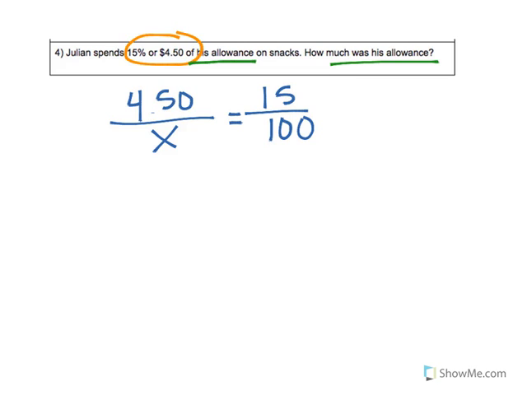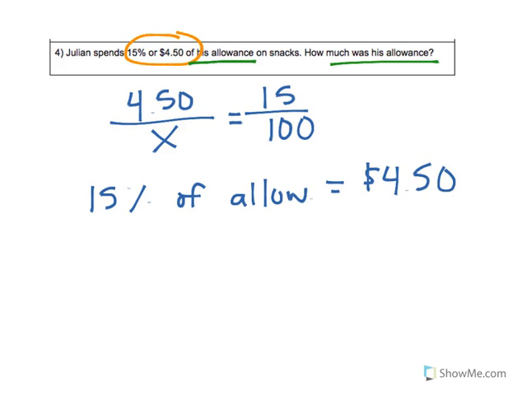If I use a percent statement, I know that 15%, oh sorry, moving too quickly, let me go back. So 15% of his allowance, I'm just going to abbreviate there, is $4.50. And I already put the equal sign in. So 15% of his allowance is $4.50. That means I'm going to convert this to a decimal: 0.15 times whatever his allowance is, I'm going to use the variable a here, is equal to $4.50.